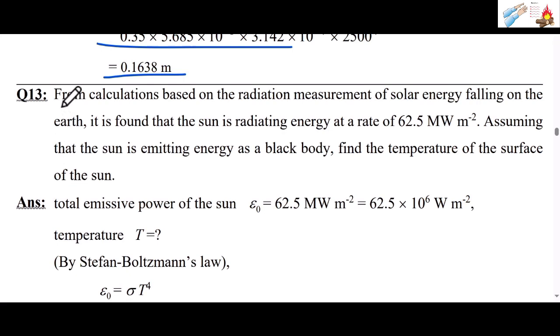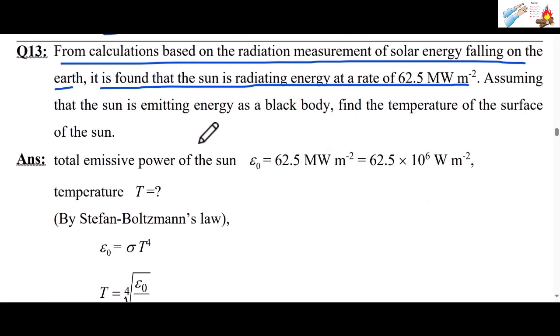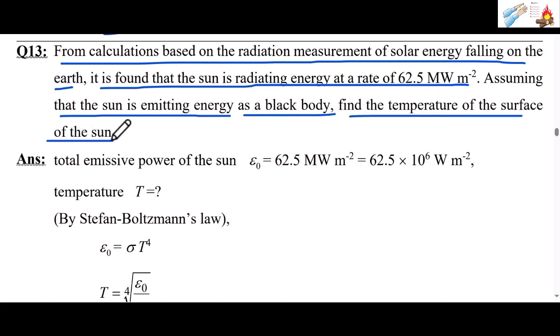Question number 30. From calculations based on the radiation measurement of solar energy falling on the earth, it is found that the sun radiates energy at a rate of 62.5 megawatt per square meter. Assuming that the sun is emitting energy as a black body, find the temperature of the surface of the sun.